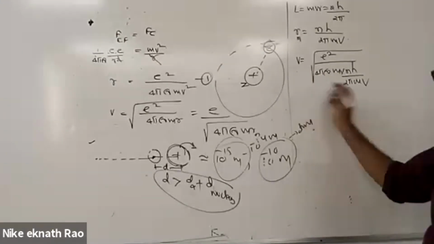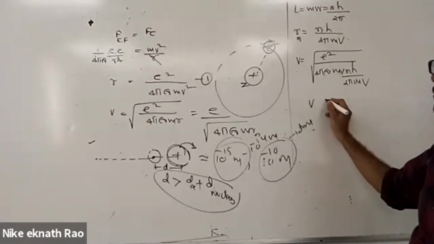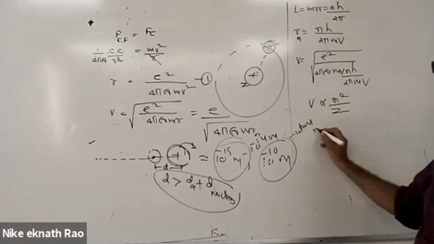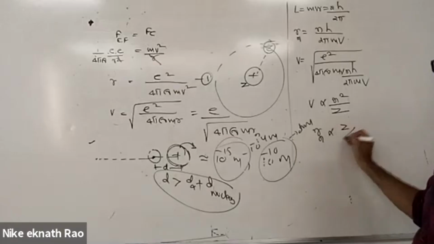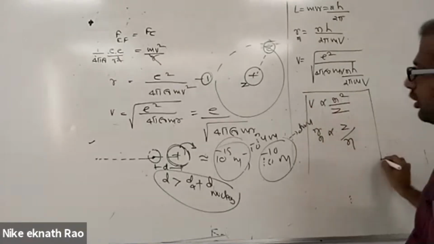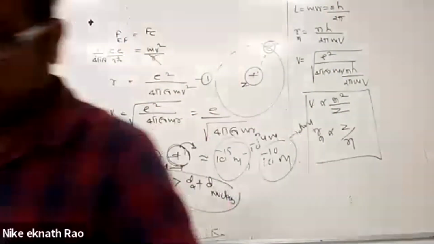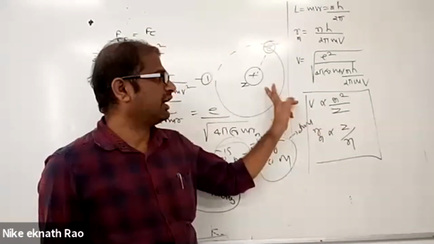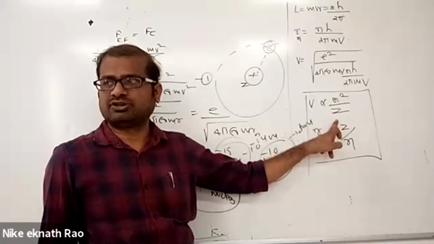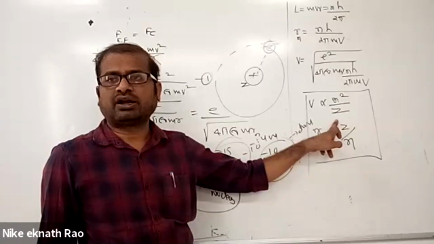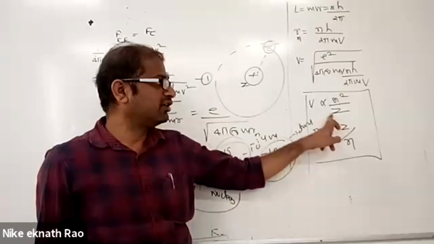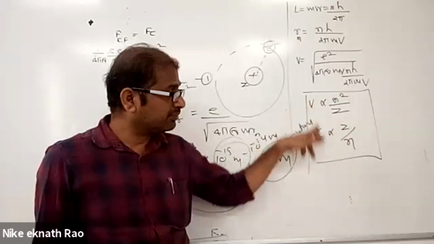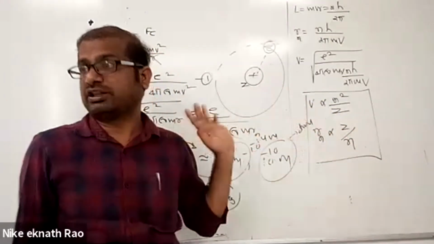Then what will be the value? So V is proportional to n by z, and Rn is proportional to n square by z. This relation is important. I'm not going into derivations, but the relations are important. So for any atom like hydrogen, helium plus, or lithium, with atomic number z, V is proportional to z by n and Rn is proportional to n square by z. From this, they sometimes ask about the time period and frequency of revolution.